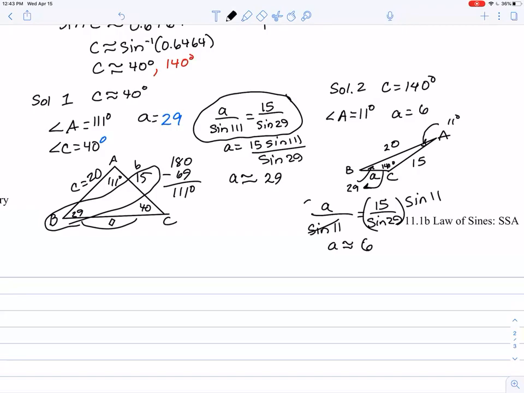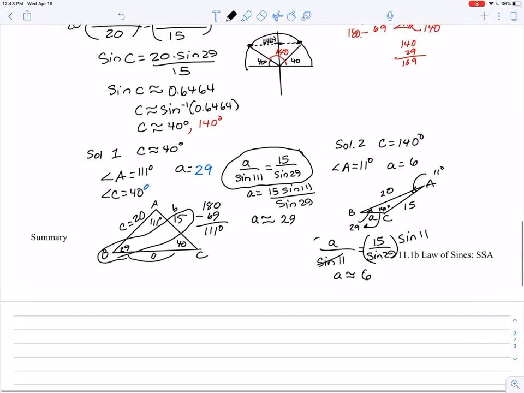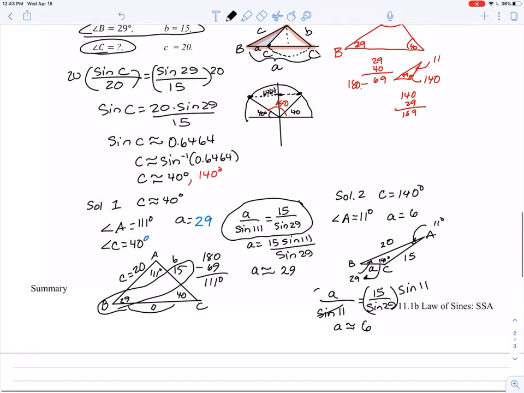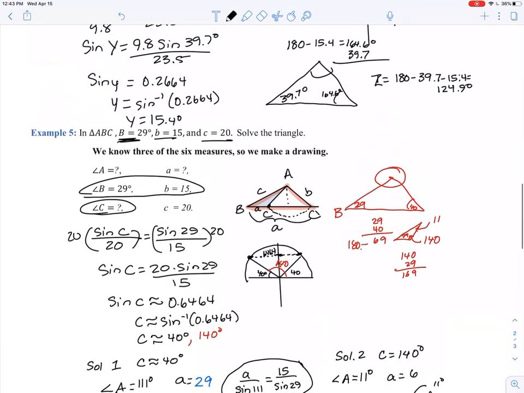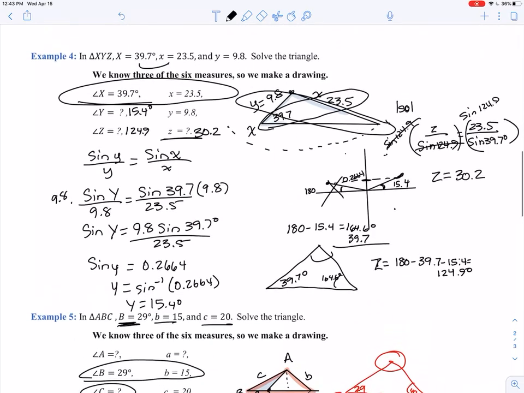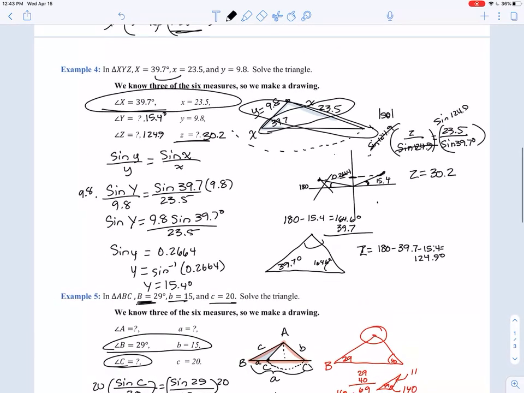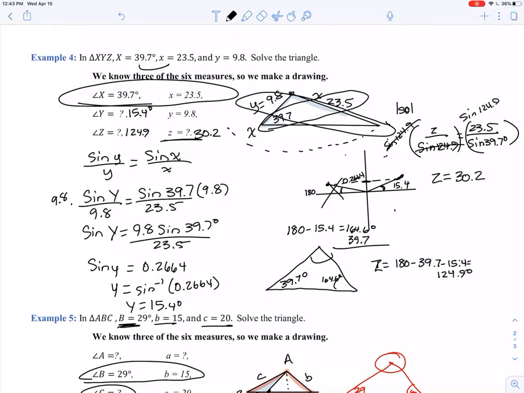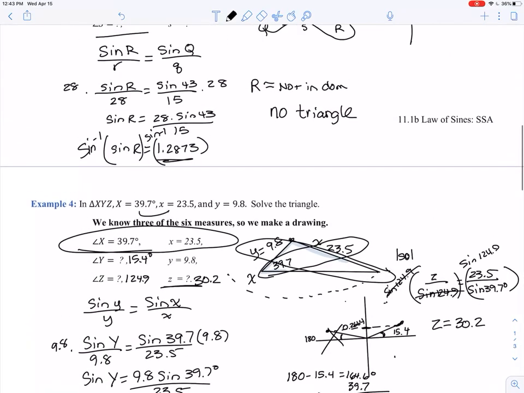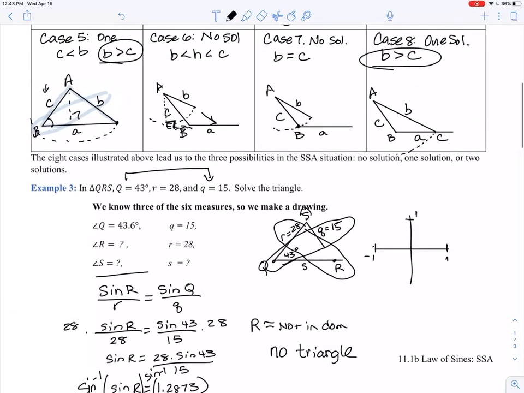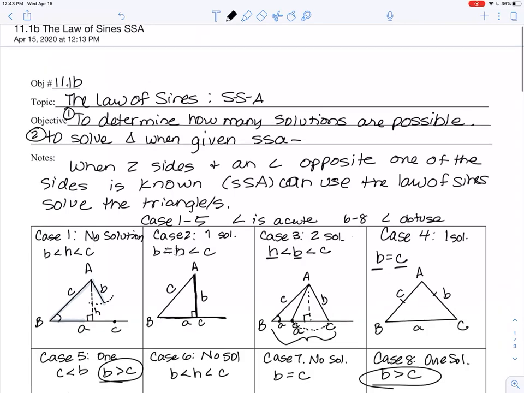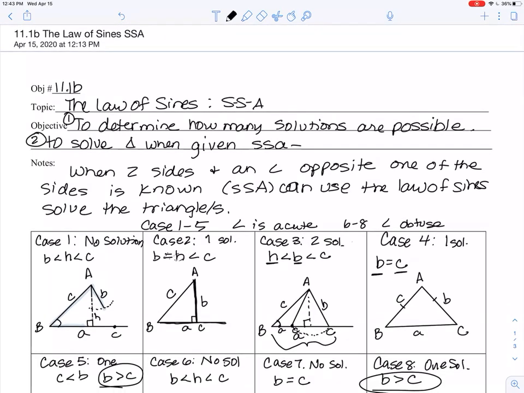Okay? And so that's how you use the law of sines to determine if you're going to get one solution, two solutions, or zero solutions. I will tell you that I did make videos on YouTube on how to draw these situations to scale so that you can actually use your compass and you can see that they create one solution, zero solutions, or two solutions. In fact, I'll show it to you really quick.